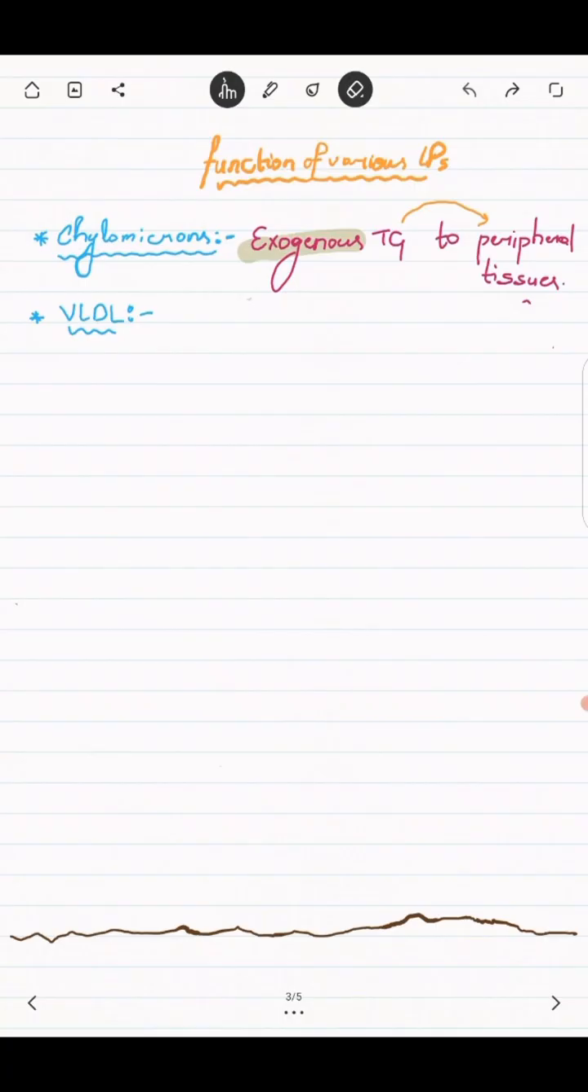Now the second type of lipoprotein is VLDL, very low density lipoprotein we call it. Its function is that it carries endogenous triglyceride to peripheral tissues. Now what is endogenous triglyceride? I'll explain it to you right now.